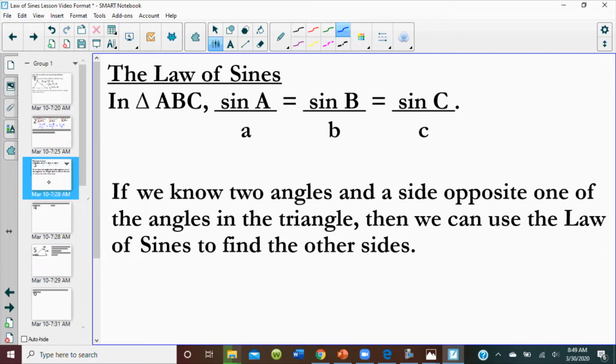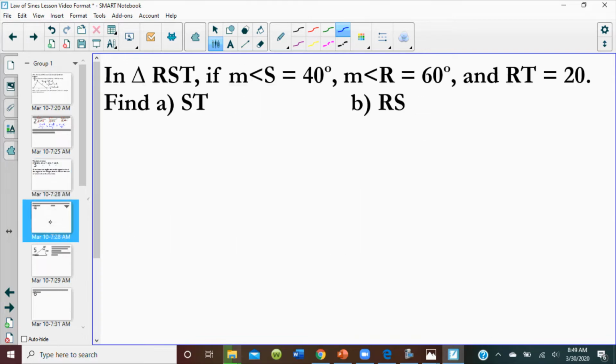Okay, here we go, our first problem. We have triangle RST. If the measure of angle S equals 40 degrees, the measure of angle R is 60 degrees, and the measure of side RT is equal to 20, I want you to find the two other sides, ST and RS. It would definitely help if we drew a diagram.